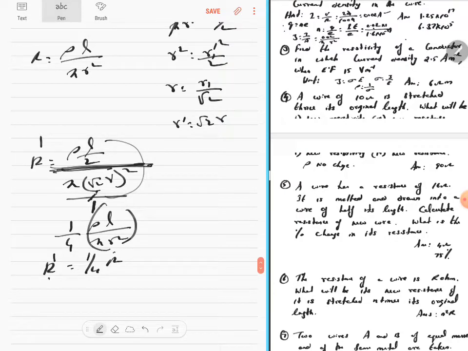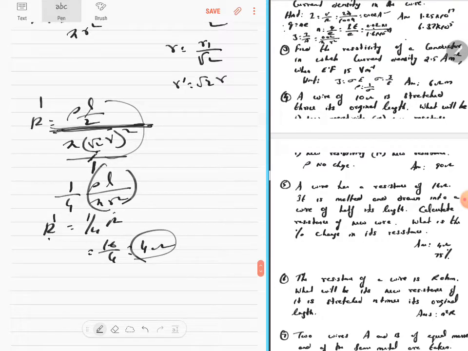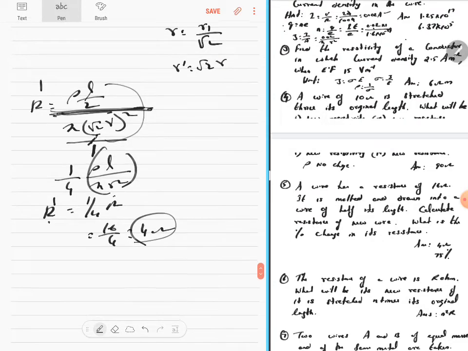What is the resistance of the new wire? If the resistance of the first wire is 16, then 16 by 4 is equal to 4 ohms. That will be the resistance of the new wire. Percentage change in the resistance. What is the meaning of percentage change in the resistance? New resistance by original resistance into 100. New resistance is 4, original resistance is 16, into 100. This is 25%.